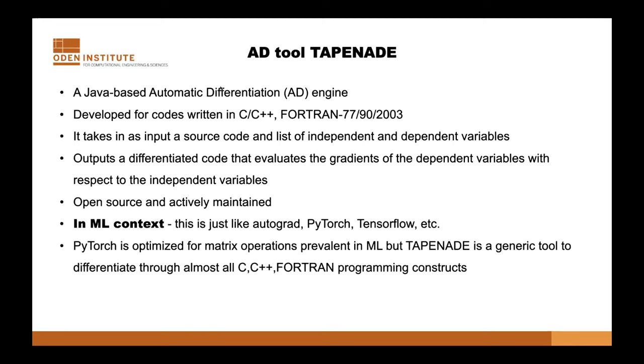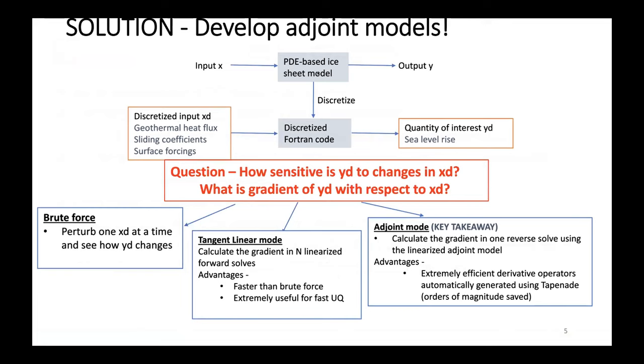So imagine you have this PDE-based ice sheet model, PDE meaning partial differential equations. It has some input X and output Y. You discretize this model, and you have your discretized Fortran code now. And the inputs are discretized as well. Inputs could include geothermal heat flux, sliding coefficients, surface forcings, and some other model parameters that are not really calibrated. And the output is generally some quantity of interest, for example, sea level rise. The question that arises is how sensitive is the quantity of interest to changes in the inputs? Or what is the gradient of the quantity of interest YD with respect to the discretized input XD?